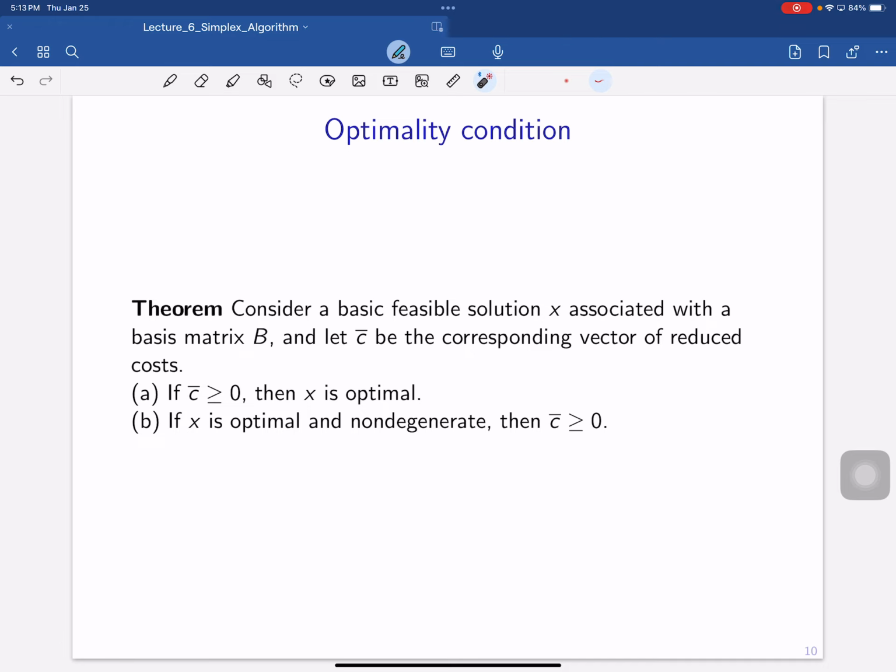Now after defining the reduced cost, we are finally here. If you are going to remember only one single thing, it will be this theorem. Consider a basic feasible solution x associated with a basis matrix, and let c bar be the corresponding vector of reduced costs. Then the theorem says if all the reduced costs are non-negative, then x is optimal. But the converse is not true. The converse is only true if x is non-degenerate. There's a proof for that.